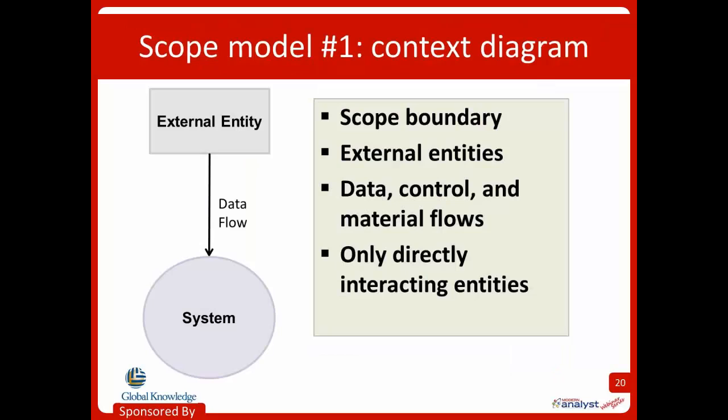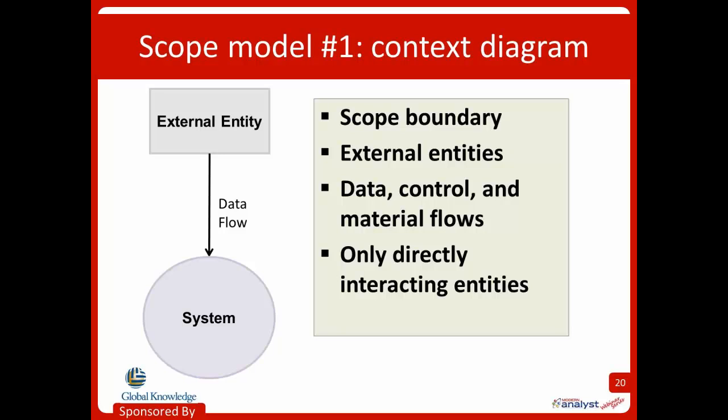The first scope model is the context diagram. This defines a scope boundary on the system and its connections to all the external entities that interface to that system in some way. Now, the system is typically going to be shown in a circle. It's usually in the center of a diagram, and I'm going to show you an example in a minute. It encompasses software, hardware, and any human components of the thing that you're working on.